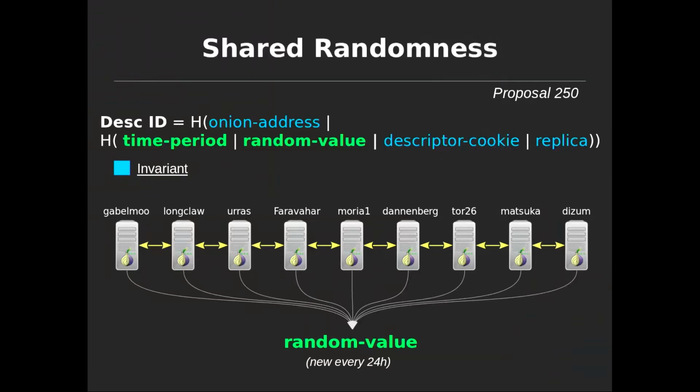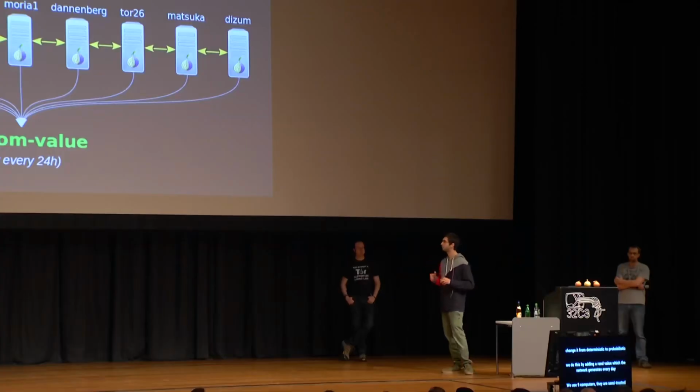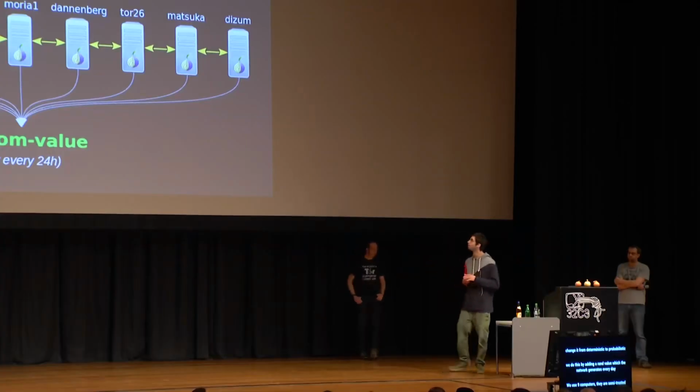Our idea for fixing it is that we will have to turn it from deterministic into a probabilistic thing, and we do this by adding a random value in it. And this random value is a fresh random value that the network is going to be generating every day. How we do this is we use these 9 directory authorities from the network. They're like these 9 computers. They're hard-coded in the source code, and they're considered semi-trusted. And we wrote a protocol where all these nine directory authorities do a little dance, and in the end of the day, they have a fresh random value every day.